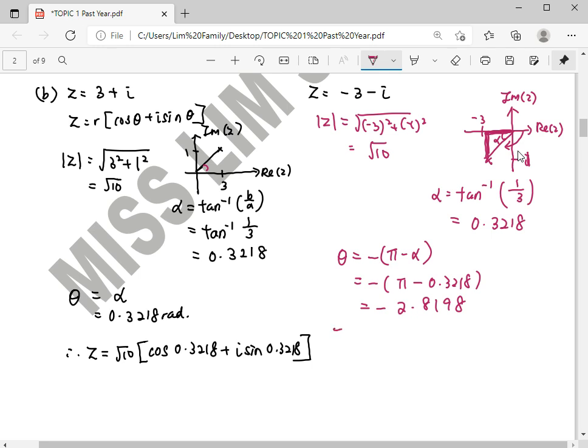So finally, we also can express this complex number from standard form into polar form. So cos, because it's negative, I put bracket, sine. Okay, so we have two answers here. So that's all for question 2.